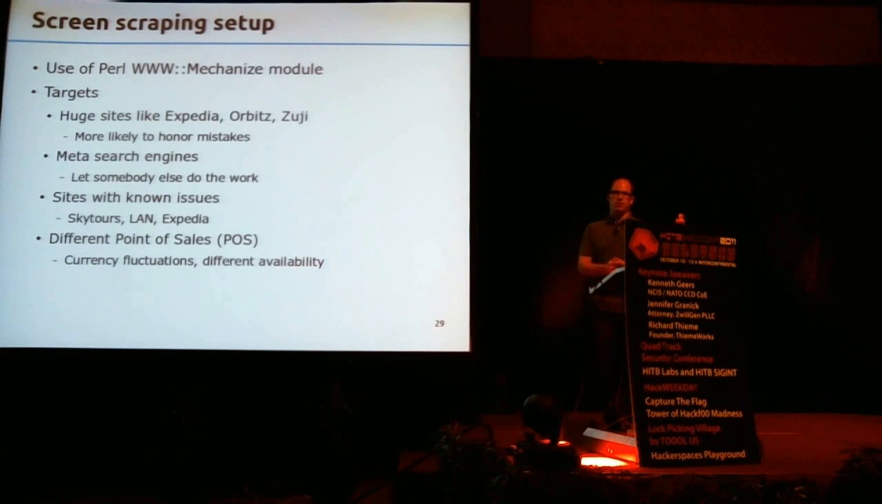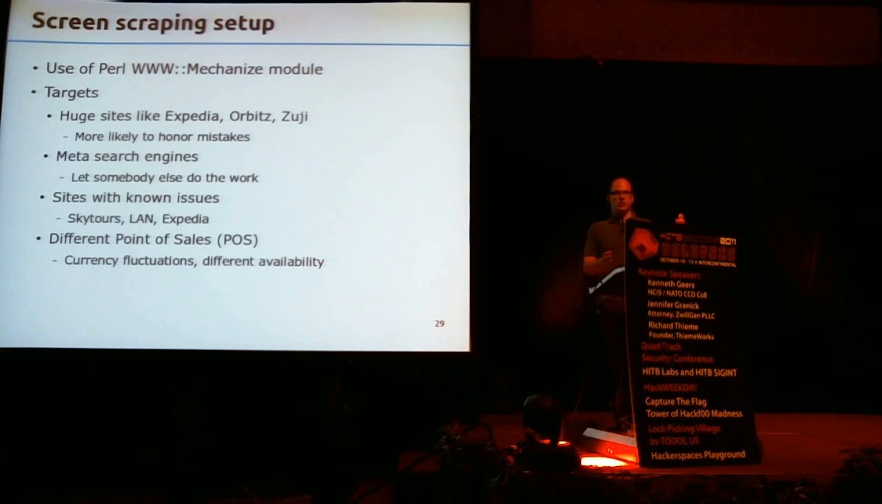There's a brilliant Perl module to get that done. I set it up to search on huge sites like Expedia and Orbitz, because I figured if I'm going to find something, chances are Expedia and Orbitz don't care if they lose a couple hundred dollars, and they just let me fly, whereas smaller airlines or smaller ticketing agents might really suffer because they're losing a couple of bucks. I figured, why should I search on my own? There are so many travel websites. Let's search on like 10 different websites for you. So I just started screen scraping those as well.